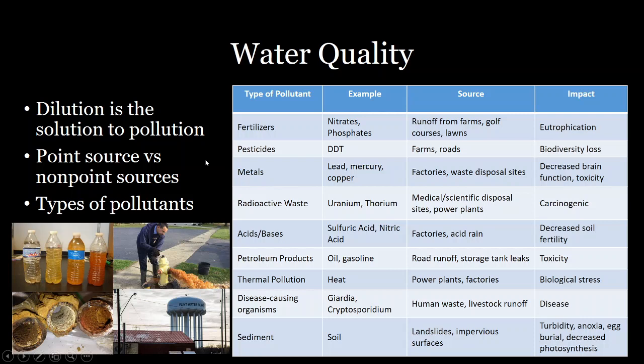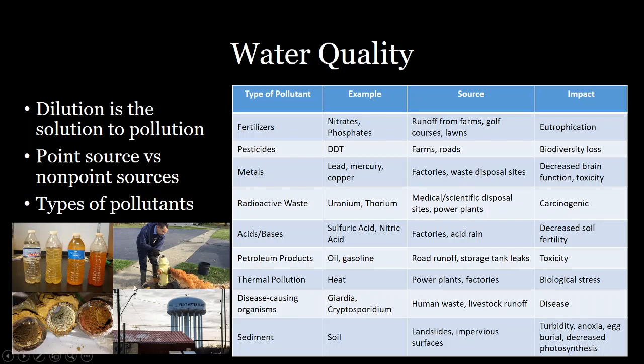Next, we have metals, heavy metals. This can include lead and mercury, copper, and all sorts of different metals. And most of these come from factories. They can also come from heavily eroded pipes that have not been changed. And so they can cause a lot of toxicity.